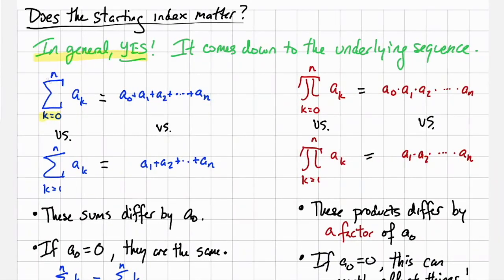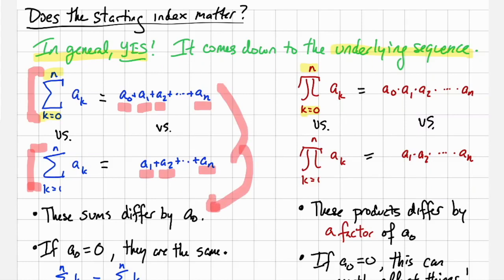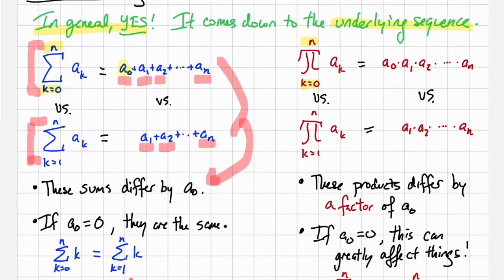Remember, the bounds on these sums and on these products tell us which terms of the underlying sequence we're summing or multiplying. If our sum goes from 0 up to n, then we are summing a0 plus a1 plus a2 all the way up to an. Whereas if our sum is from k equals 1 up to n, the sum starts at a1 up to an. And so these two sums differ by a0.